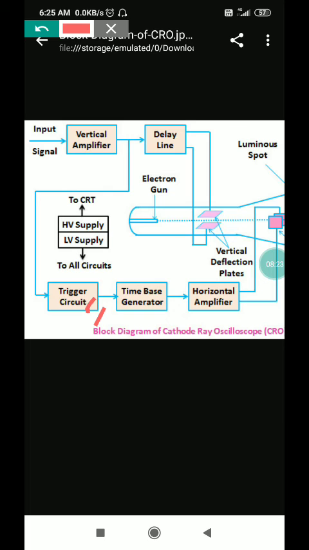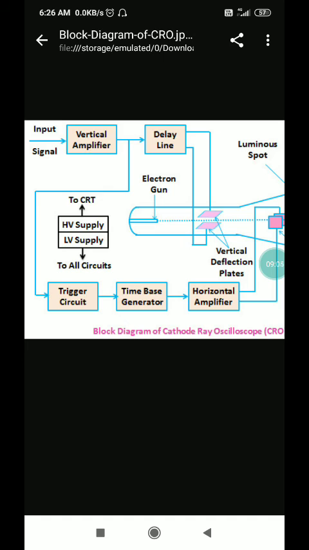Okay, if you want to see the signal, you should set the trigger within the swing of the signal. If you don't want to see the signal, you can set the trigger out of the swing of the signal. That is the purpose of the trigger circuit. Now, this information is necessary for the horizontal section as well as the vertical section. That is why the trigger circuit is connected to the time based generator as well as the delay line. Once the trigger circuit's expectations are satisfied, then the time based generator and delay line work. Otherwise, the signal will not be shown on the screen.